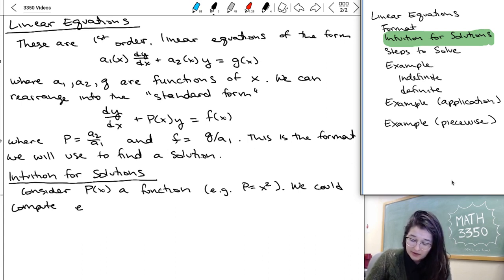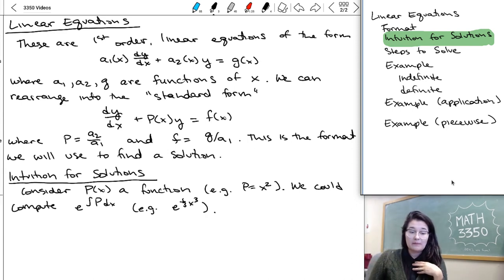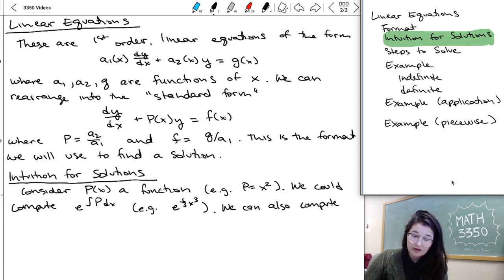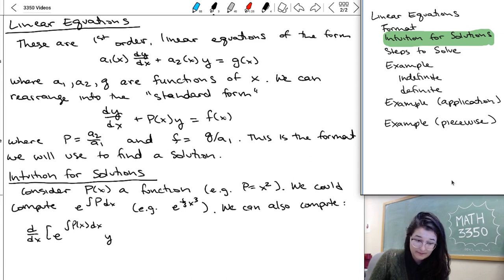If we wanted to, we could compute e to integral p dx. So integral x squared is 1/3 x cubed. So e to integral p, for the example I gave you, is e to 1/3 x cubed. If we have that, we can also compute some derivatives. If we wanted to find d dx of e to integral p of x dx times y, we could evaluate that. It looks really intimidating because I've got x's and y's and integrals hanging out, but this really is like a product rule and a chain rule put together.